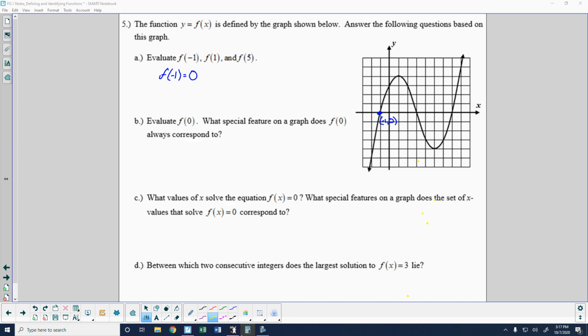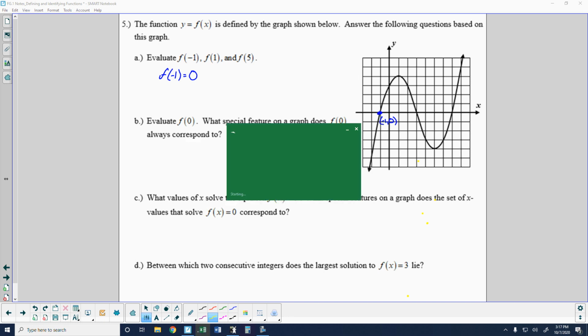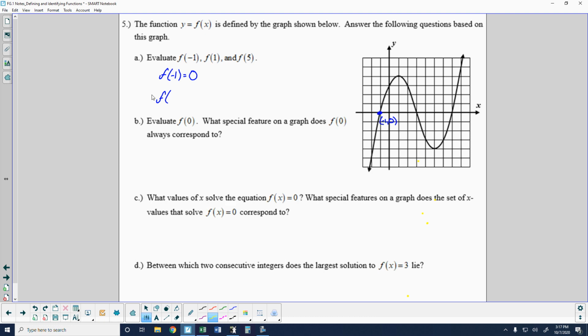We can do the same thing for any f of x value. So now we have f of +1. If I go on the graph and find +1, there's the location. This point would be (1, 4). F of +1 is 4.